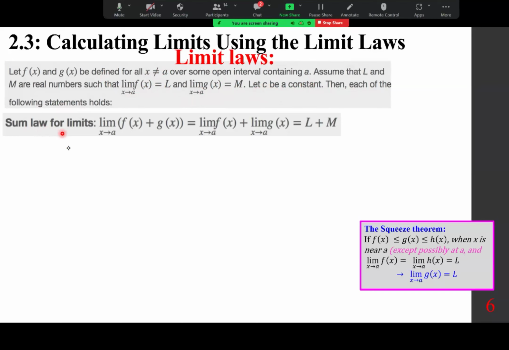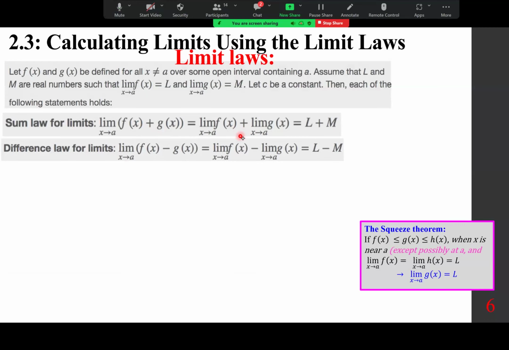This is the sum law. The limit of f of x plus g of x as x approaches a is the limit of f of x as x approaches a plus the limit of g of x as x approaches a, L plus M. Meaning, the limit of the sum is the sum of the limits. Difference law: the limit of the difference is the difference of the limits, L minus M.